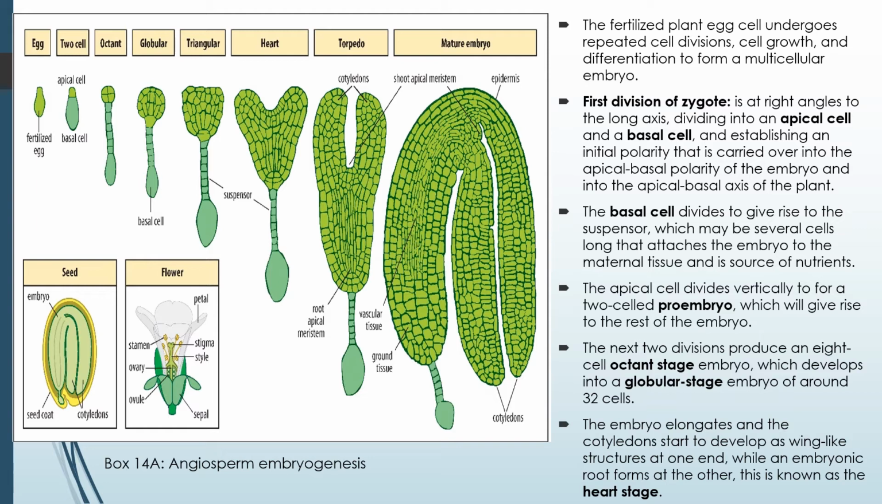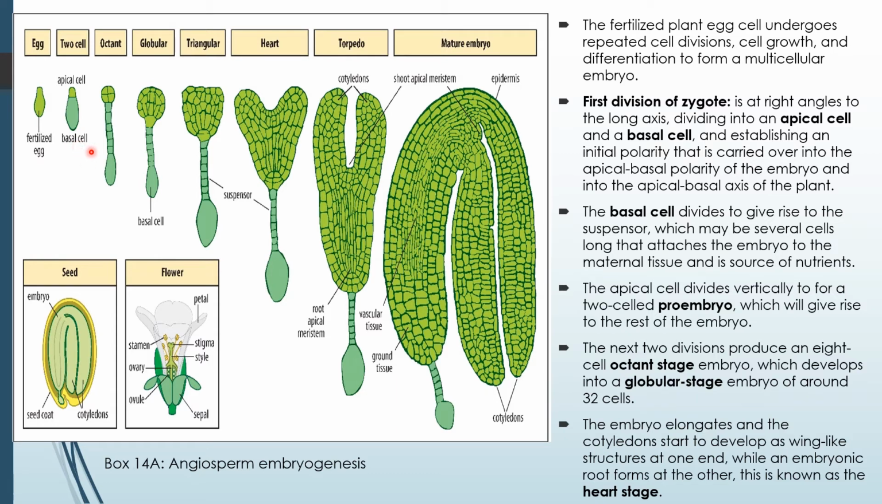So the first division of the zygote is actually at right angles to the long axis, dividing into an apical cell and a basal cell, and establishing an initial polarity that is carried over into the apical-basal polarity of the embryo and into the apical-basal axis of the plant. Okay, so coming from the fertilized egg, you will see here that it will eventually have an apical cell on the apical side, and then a basal cell on the basal side. So this gives you already the idea of which part of the fertilized egg would grow into the apical meristem and the basal meristem of your plant.